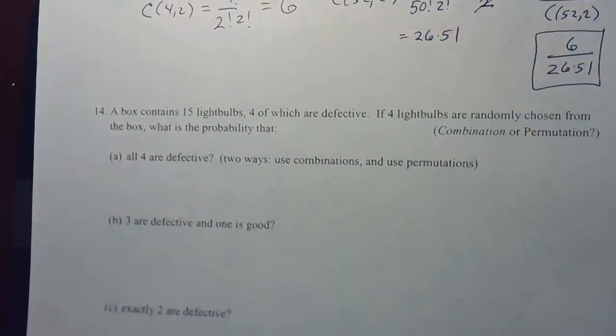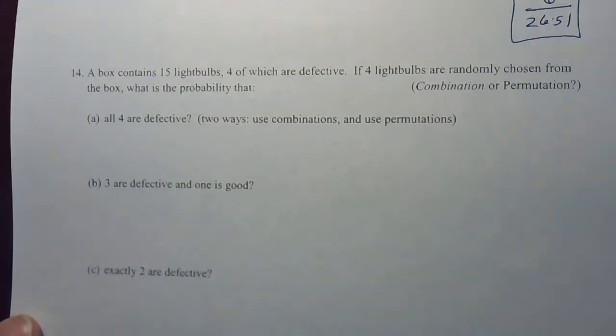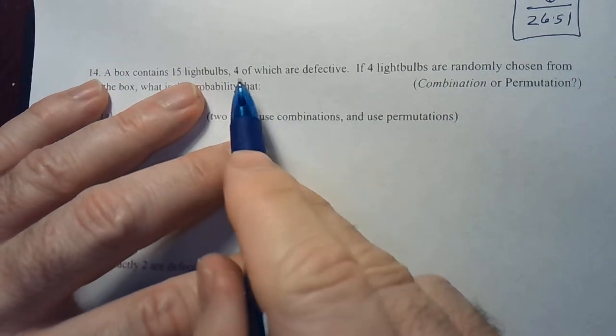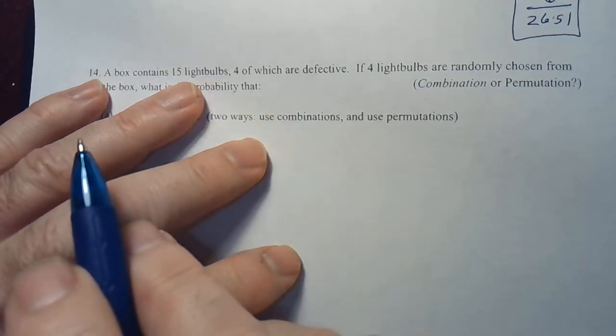All right, last problem for this section. A box contains 15 light bulbs, 4 of which are defective. So if 4 of them are defective, that means how many of them are good? 11. Means 11 are good.